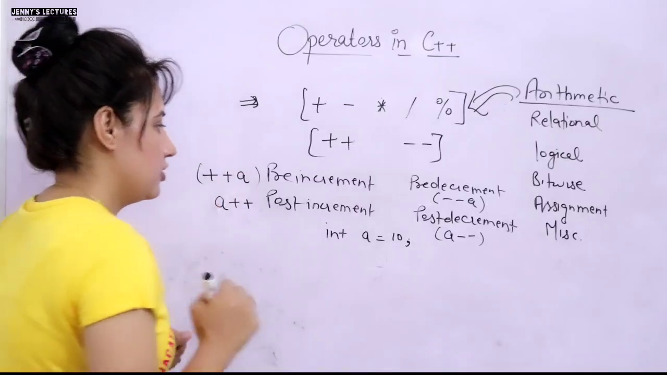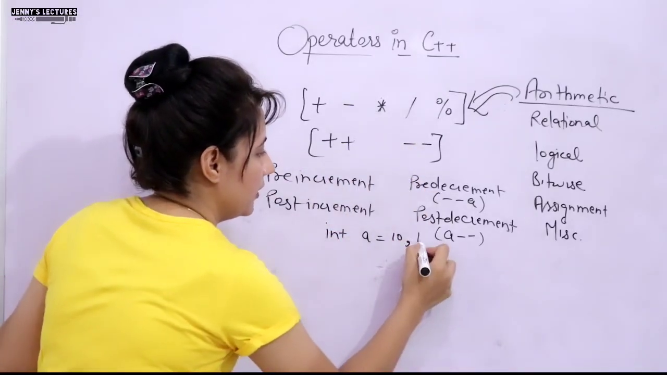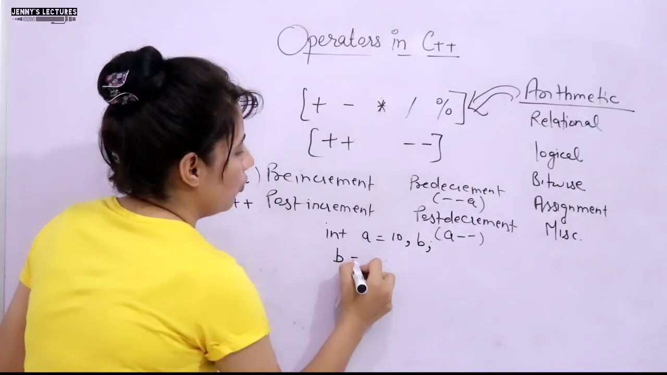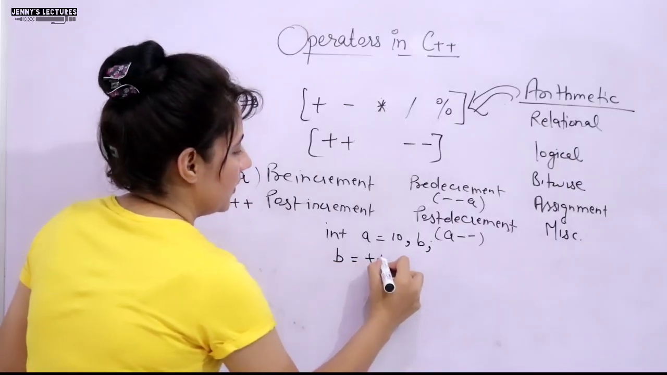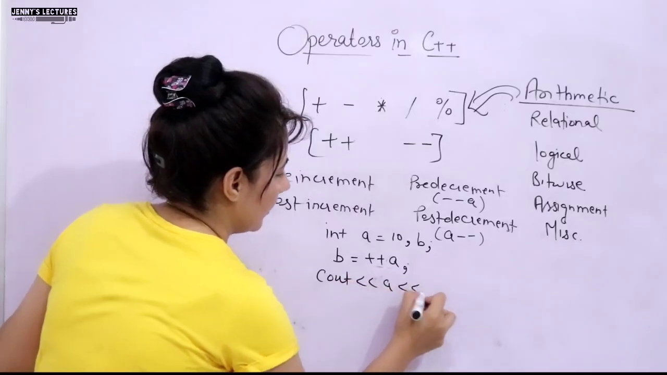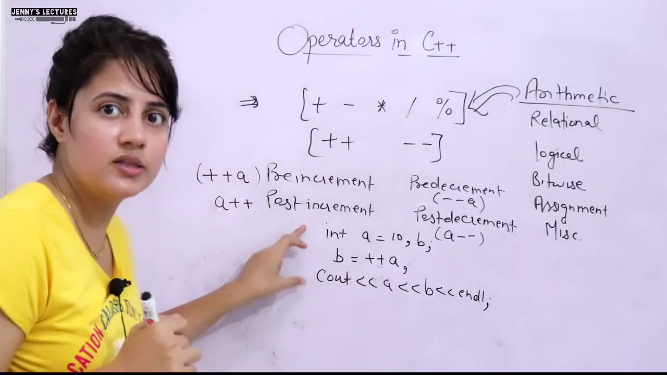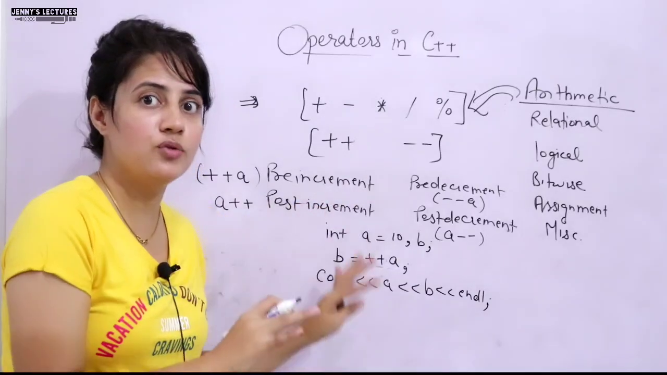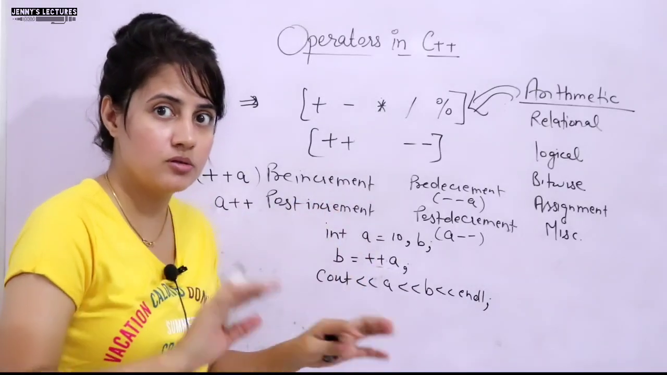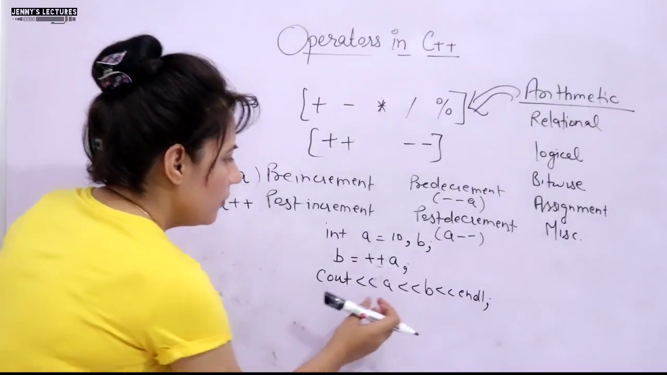So, let me tell you the meaning. Suppose here we are taking one more variable b, and b equal to plus plus a, and we are just printing cout a and b with endl. I'm not writing the complete program. I'll show you the thing with the help of a program on my laptop also. Just the main logic. So now what would be the value of a?